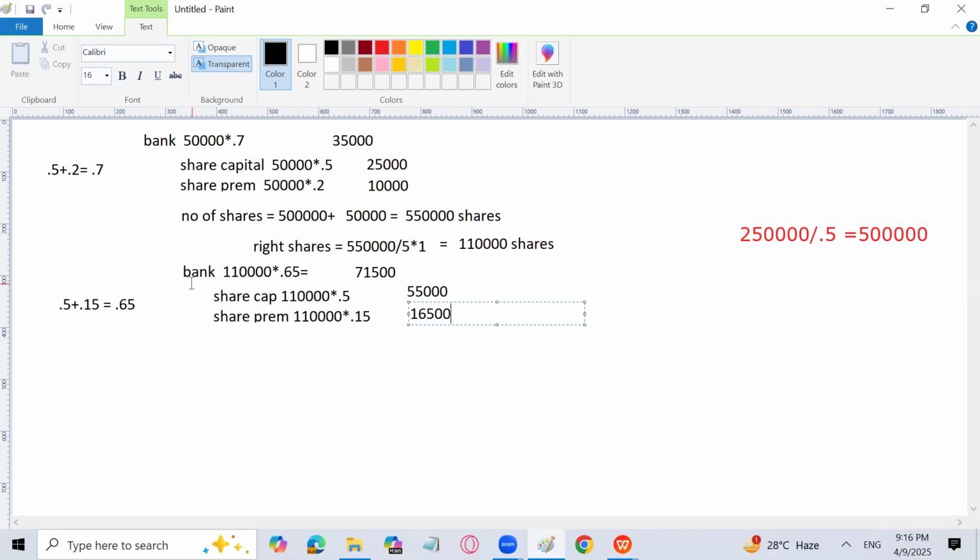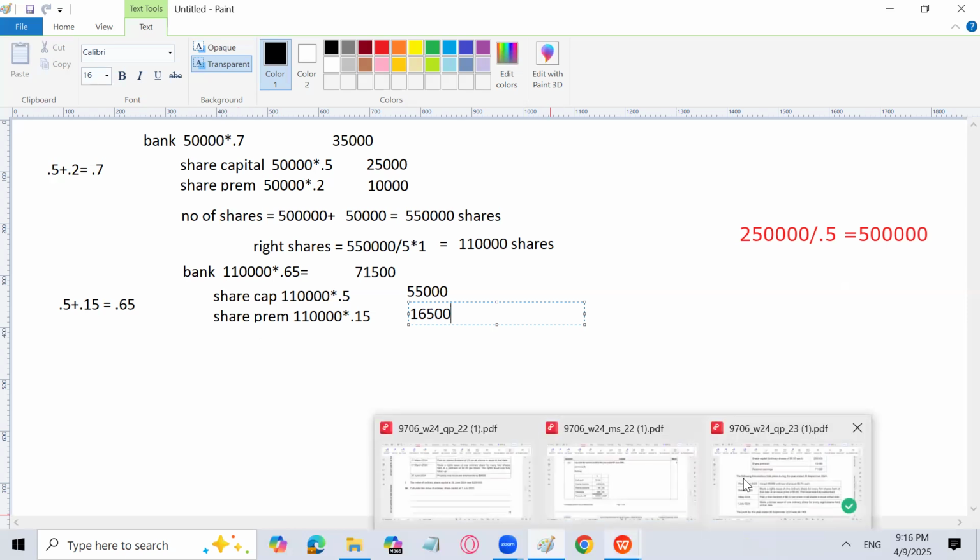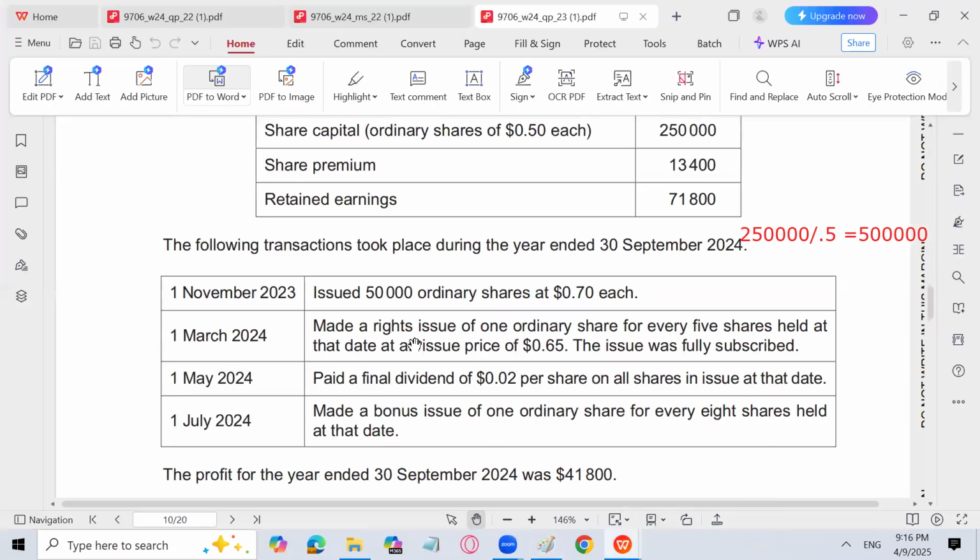The entry for right shares is bank debit 1,10,000 into 0.65, including premium. Share capital is always credited with face value, 1,10,000 into 0.5, and share premium with the premium amount, which is 0.15, so 1,10,000 into 0.15. Both the concepts for the issuance of normal shares and the right shares are the same, because they both are issued at a premium.